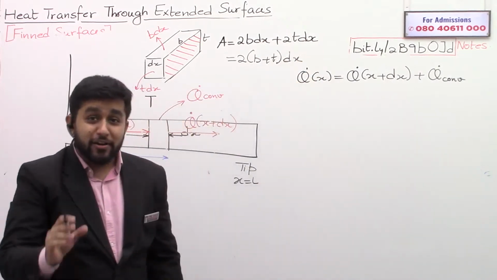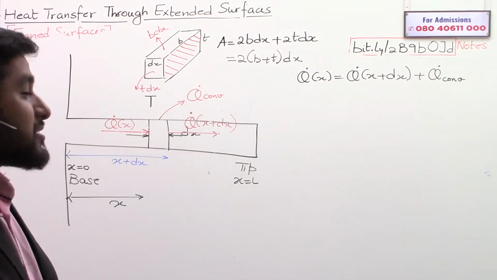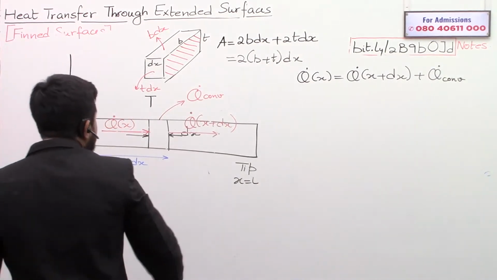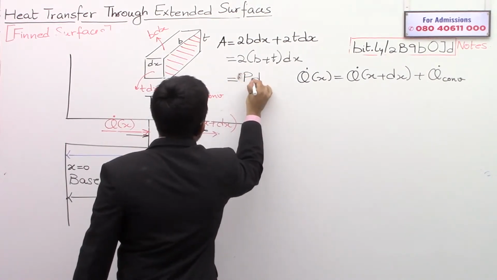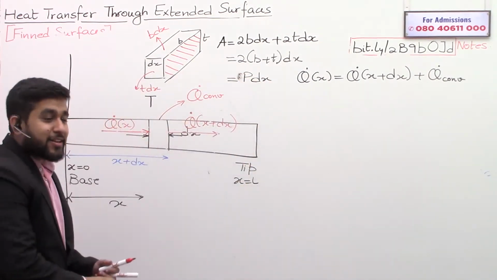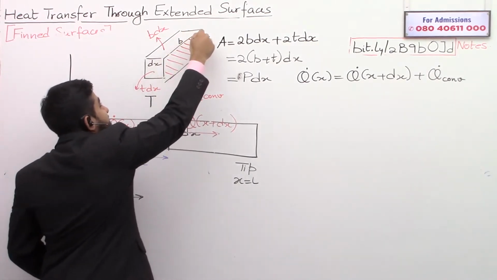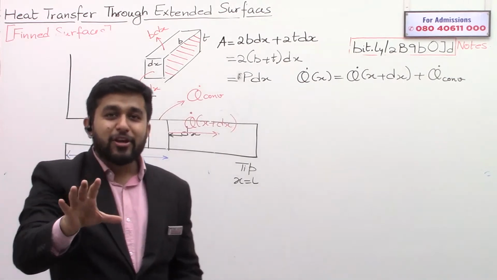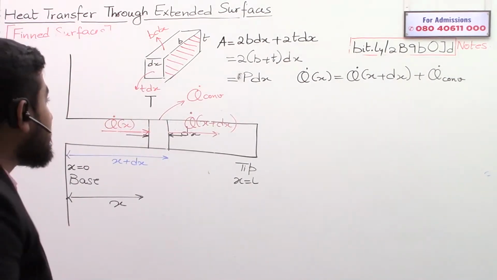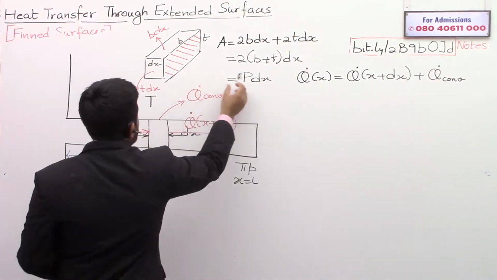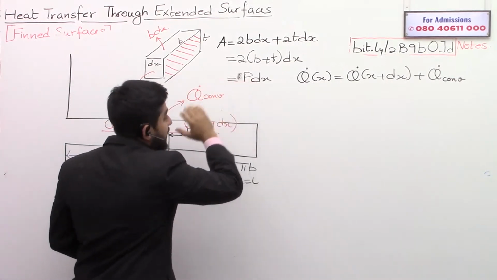Now, can anyone tell me what twice of B plus T is? Please check what twice of B plus T is. I think this is B, this is T. So twice of B plus T is nothing but the perimeter of the area of cross section. Right? It is the perimeter. Very good, Arjun. This is the perimeter. So we are talking of perimeter, P dx. So total peripheral area is P dx.